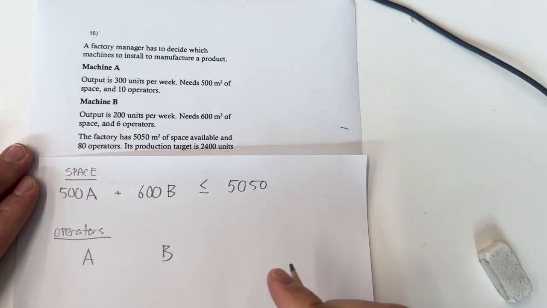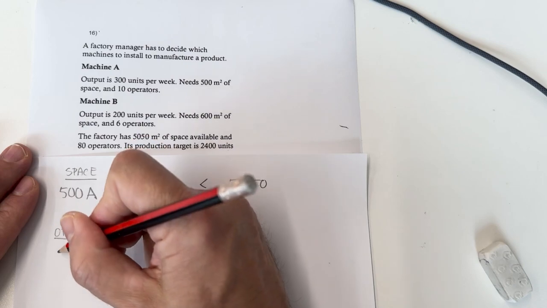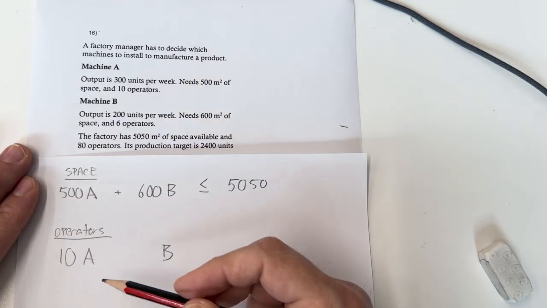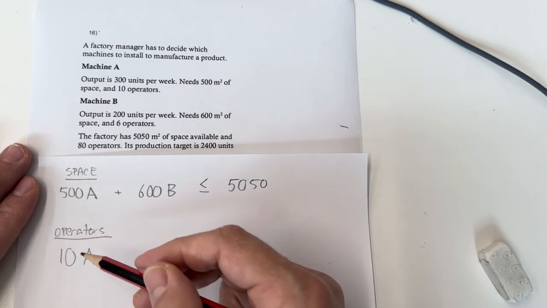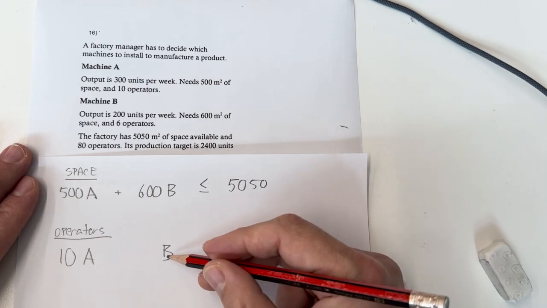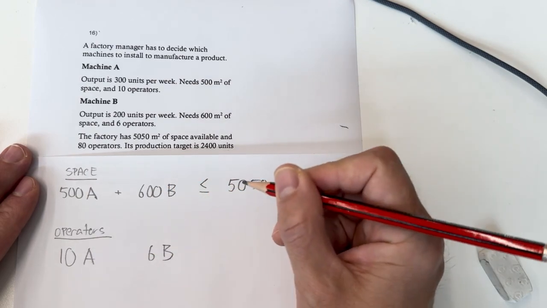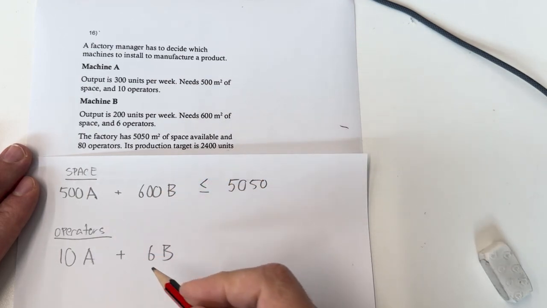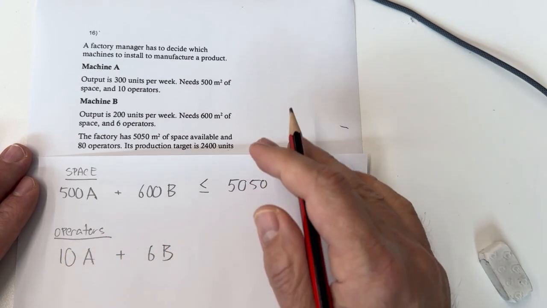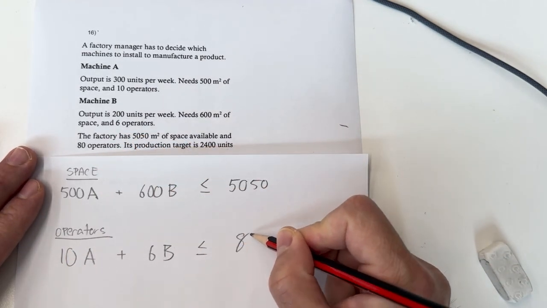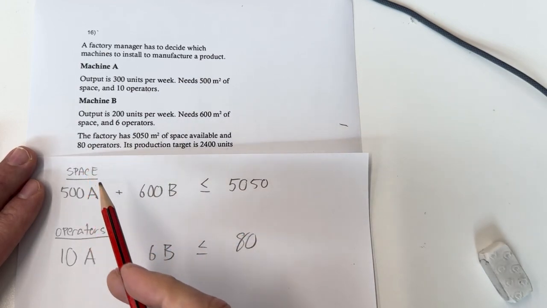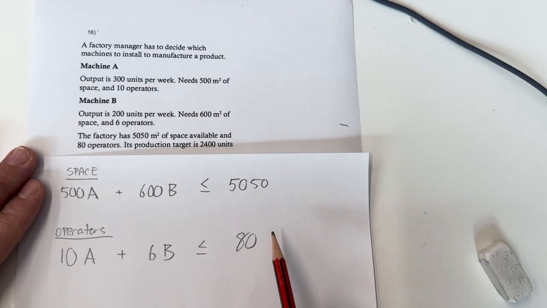And for the operators, well, machine A takes 10 operators. And again, think about this. One machine, 10 operators. Two machines, 20. Three machines, 30. That's how this works. And machine B, only 6. We add those together, and all of the operators, right, must be less than or equal to the 80 available. There's only 80 people working there. So you can't have more machines without enough people to work them. So these are our two.